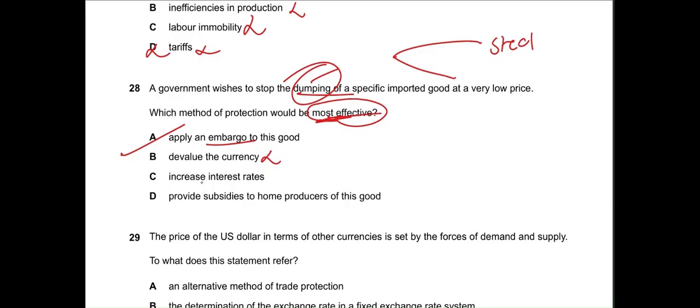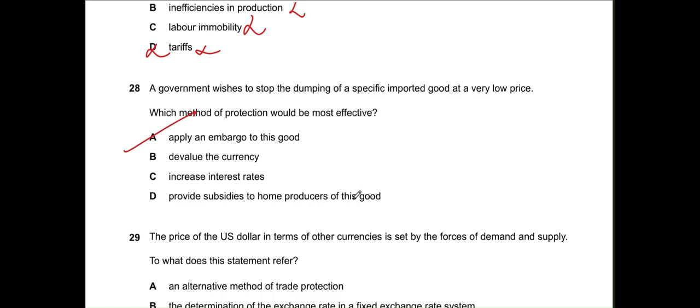Increase the interest rate: this impacts the demand in my country, so again, this is not that appropriate. Anyway, provide subsidies to the home producers of this good. This is one of the methods, but not the most effective. For example, if the government gives subsidies to the steel manufacturers of India, this will play a significant role, but not as effective as option A. Since the question asks for the most effective, the right answer would be option A.